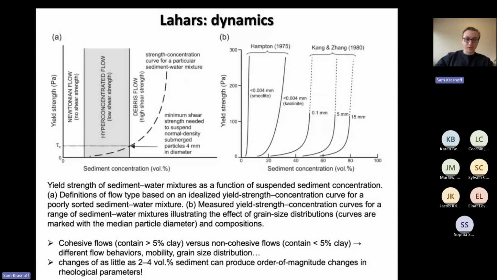Depending on the type of flow, there's cohesive flows that will have more clay, or non-cohesive flows that have a smaller amount of clay, but this can change the overall mobility of the actual overall debris flow. But as you can see, small changes in the volume percent of the actual sediment can change the rheology of the overall debris flow significantly.